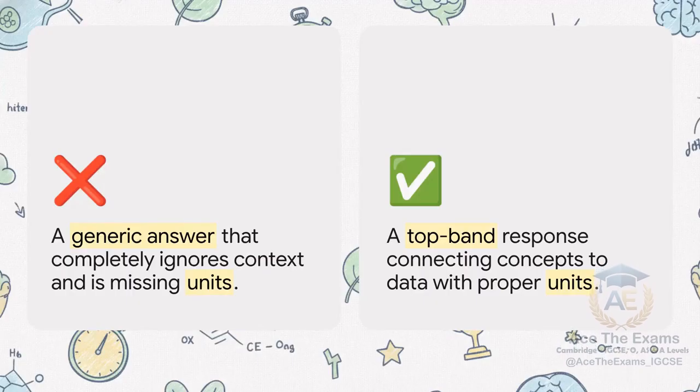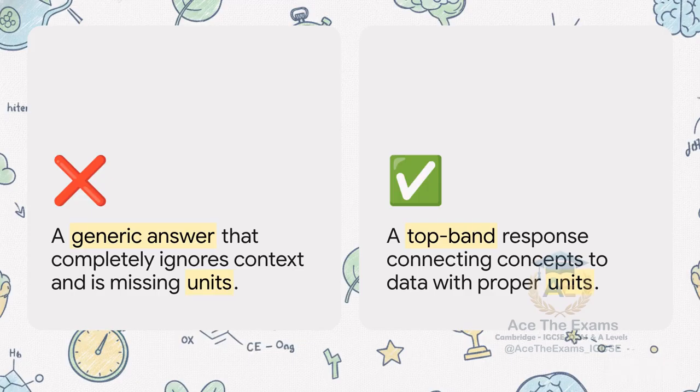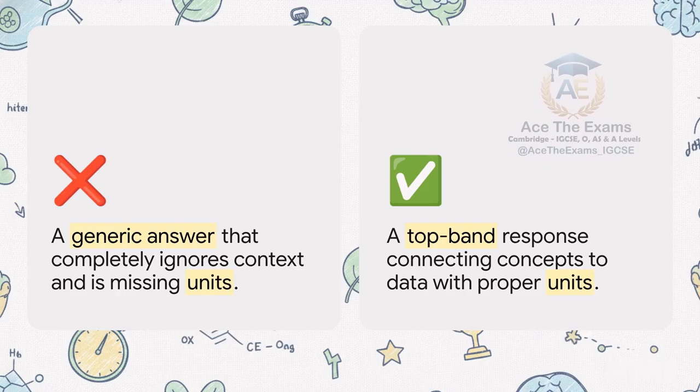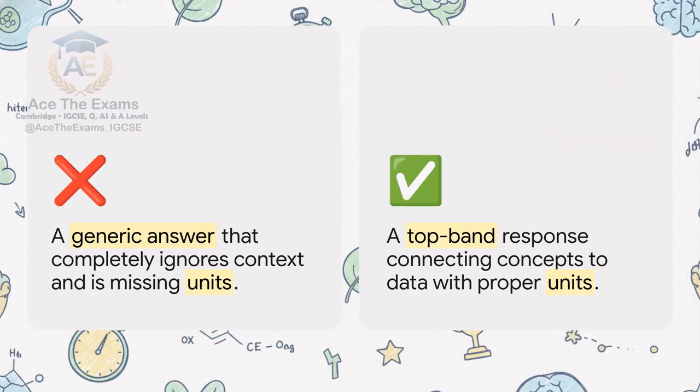So, let's look at this comparison we have up here. Over on the left, we've got your typical flawed student response. It's kind of generic, it lists some facts, sure, but it totally ignores the experimental context. And, critically, it's completely missing units. Now, check out the top-band answer on the right. It is surgically precise. It takes that concept of membrane permeability and connects it directly to the data provided, complete with the proper units. This right here perfectly illustrates why just doing ordinary rote revision completely fails.